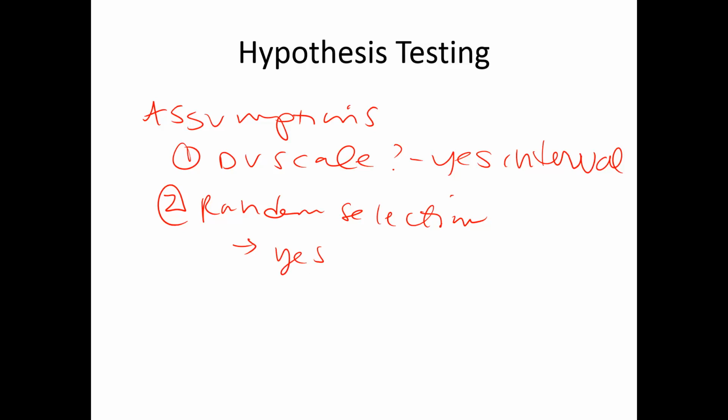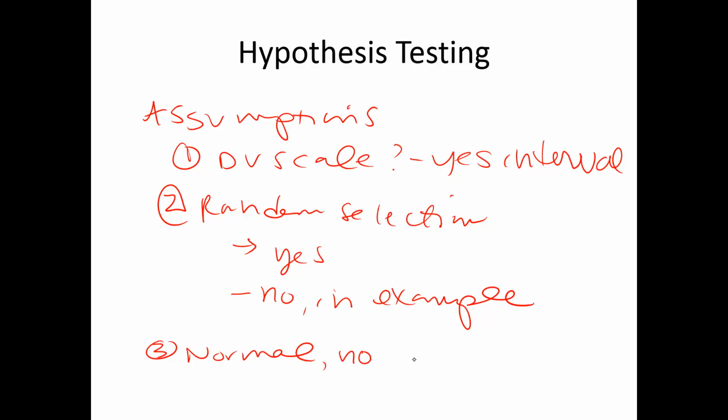If I have a list of all of my customers, I could randomly select specific customers to give the new price to, but I don't think they really did in this example. What they did is they gave all the new customers the new price. So I could randomly select, but in this particular example, I didn't. Last one is the data normal? And that's going to be no, we can't assume it's normal because n is less than 30.